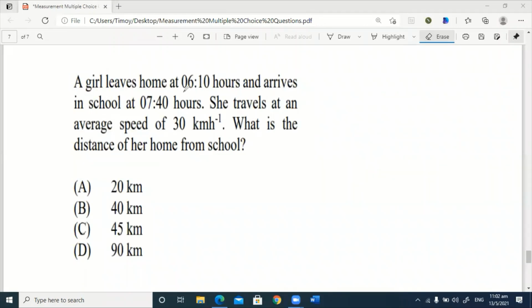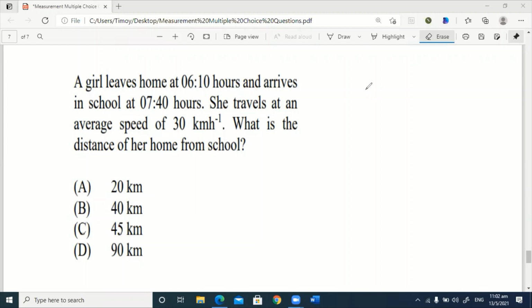A girl leaves home at 6:10 hours and arrives at school at 7:40 hours. She travels at an average speed of 30 kilometers per hour. What is the distance of her home from school?